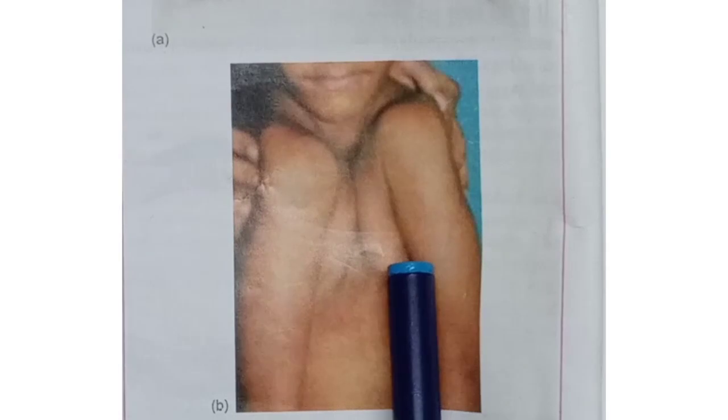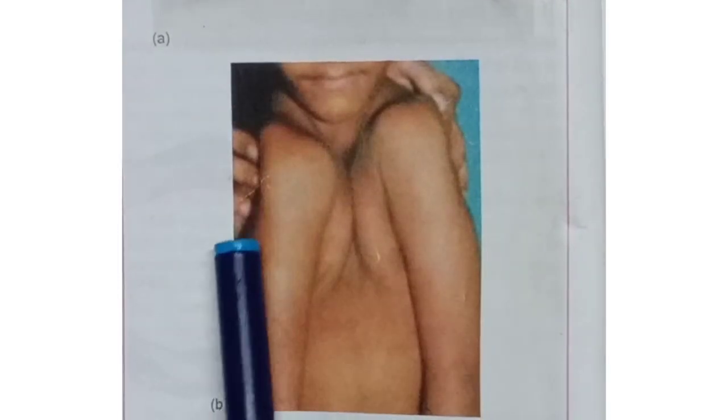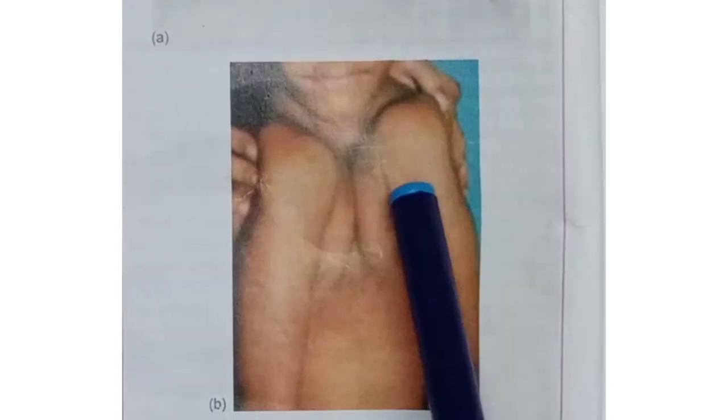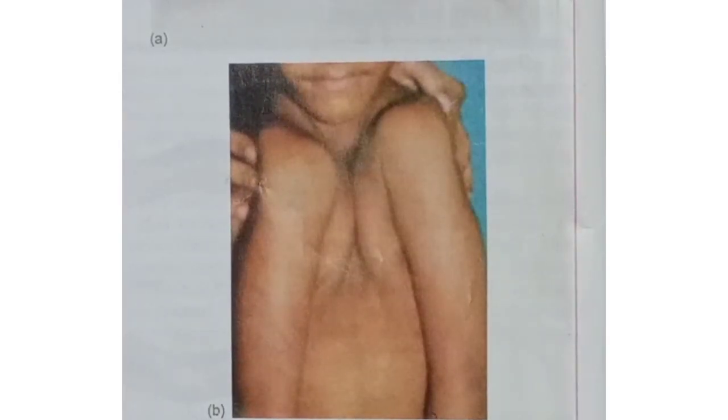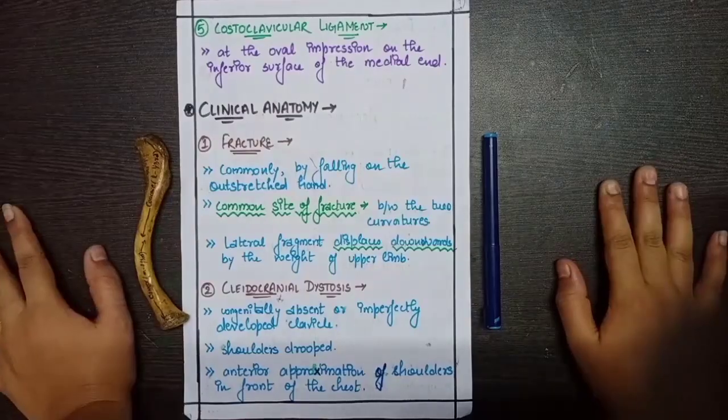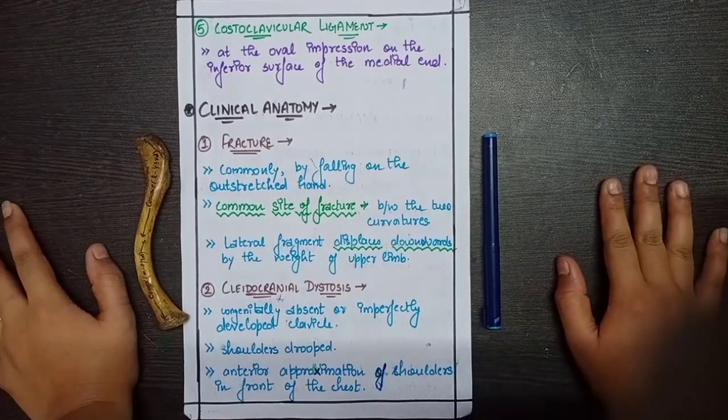And if they are incompletely developed, the shoulders would be drooping, or they would be approximated towards each other. Can you see this in this baby or in this boy? That is your cleidocranial dysostosis, in which there is incomplete development. So that is all about the clinical anatomy and the muscle attachments of the clavicle bone.